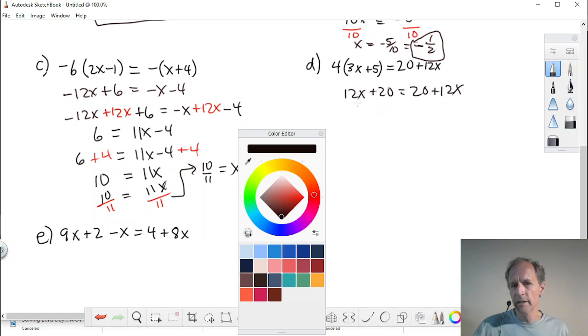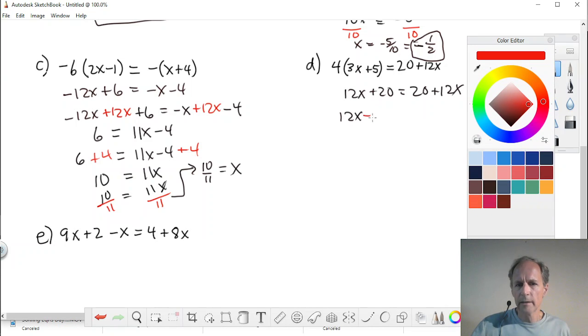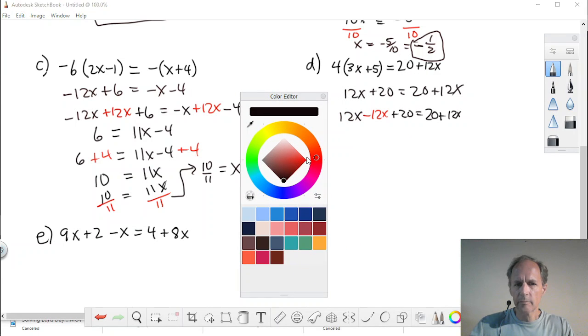We need to get rid of this 12x or this 12x. Doesn't matter which one. They're both 12x. We'll subtract 12x from both sides. 12x minus 12x plus 20 equals 20 plus 12x. And then subtract 12x from that side. You have to always subtract the same thing from both sides. Over here we get rid of the 12x. It's 20.